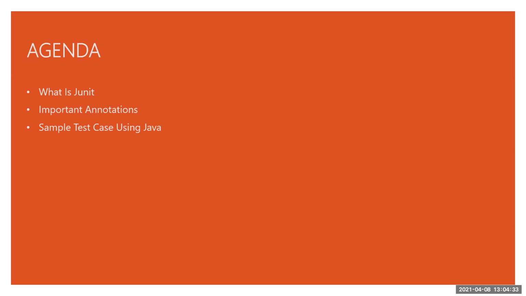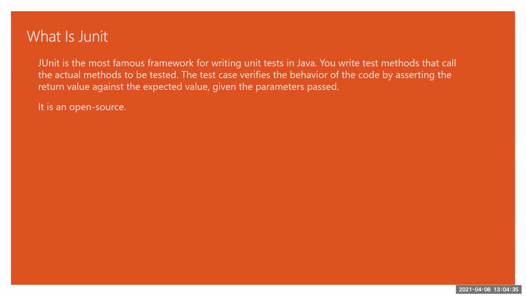So let's see what JUnit is now. JUnit is the most famous framework for writing unit tests in Java. You write test methods that call the actual methods to be tested. So whatever actual methods you are writing under controller or service classes, for those methods you will create test methods in a test class. How we can do that using JUnit, we'll see in a while.